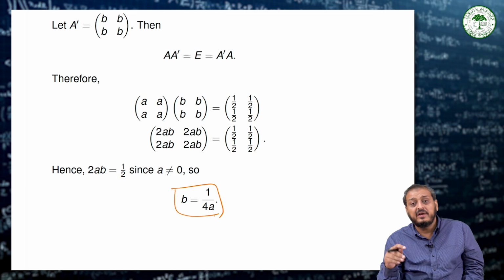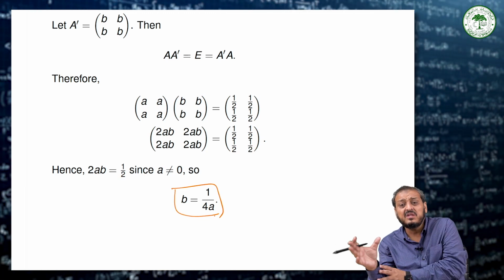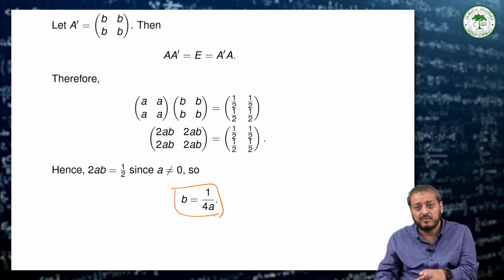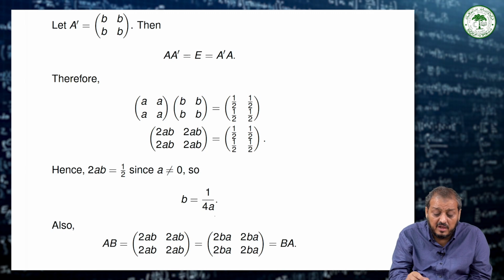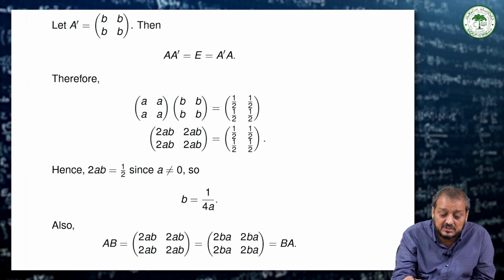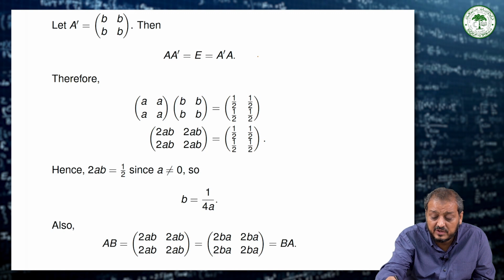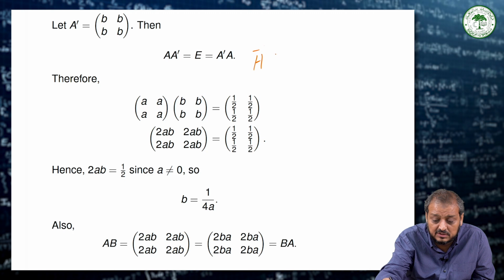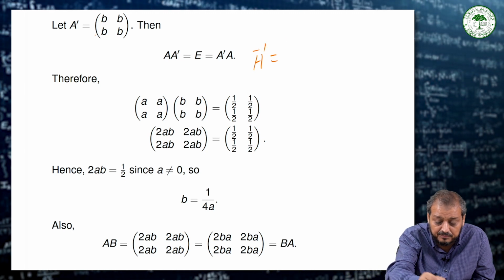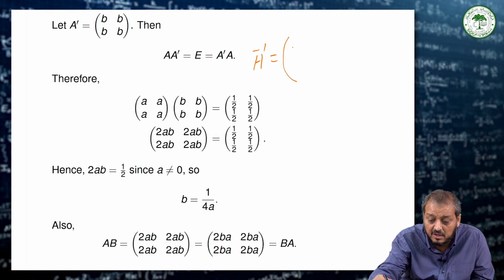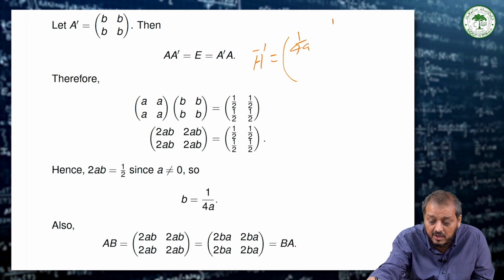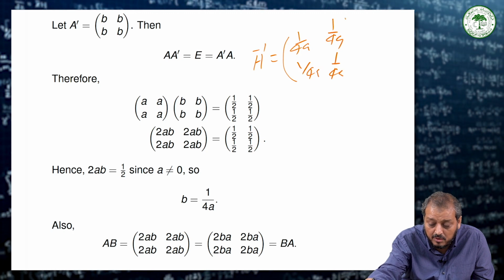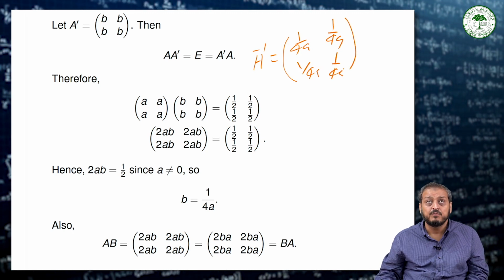So if A is an element of this set S, then the inverse of this is equal to 1 by 4A in each entry. This means the inverse of this element is B, equal to this. So we can say that if A is an element of S, then the inverse of this is 1 upon 4A, which is the inverse of this matrix.